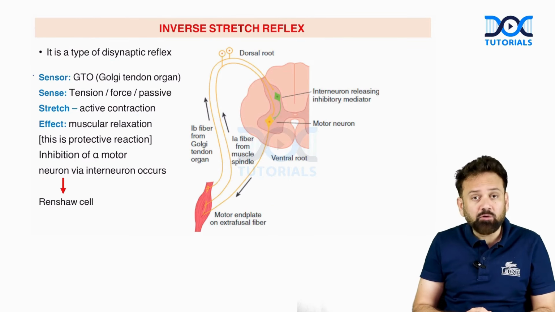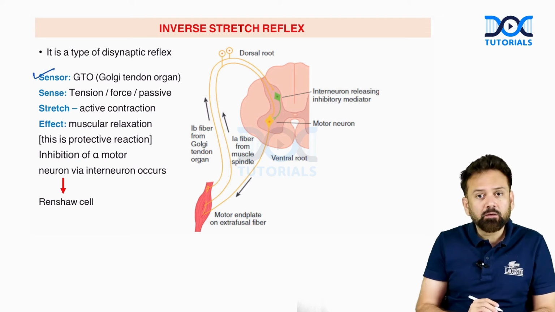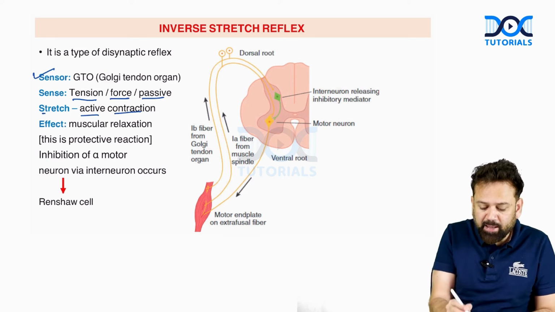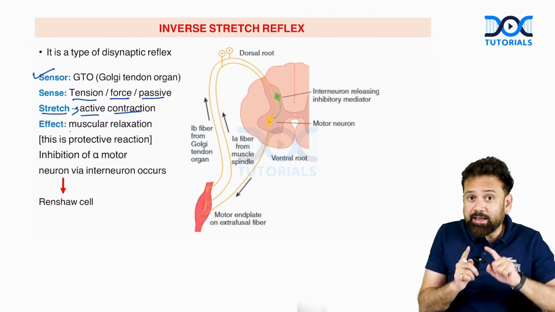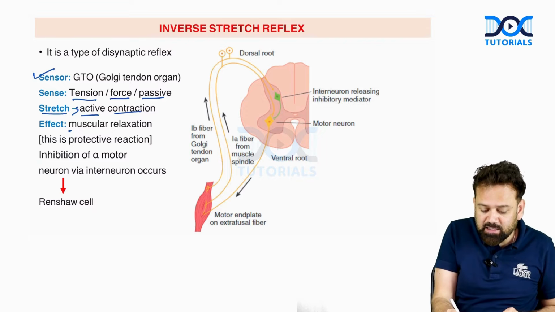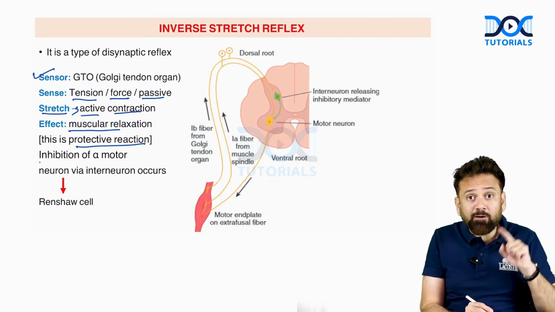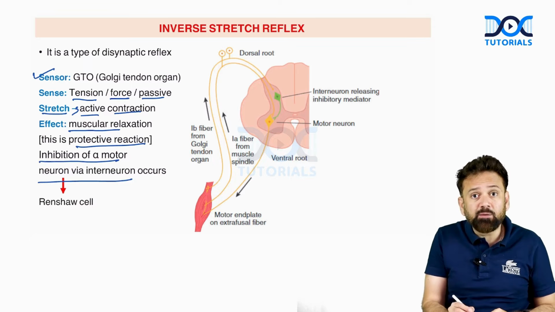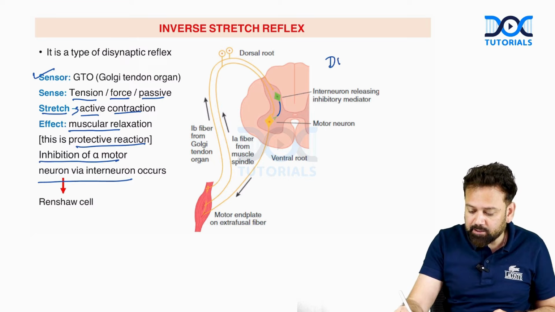Okay. Now inverse stretch reflex. Who is the sensor? Golgi tendon organ. What does it sense? Tension, force, a passive stretch or active contraction. What is the effect? There, the muscle was contracting; here the muscle will relax. Why? It is a protective reflex. There, the alpha motor was activated; here it will be inhibited. Alpha motor will be inhibited by an interneuron. So an interneuron is there. That is why it is disynaptic.